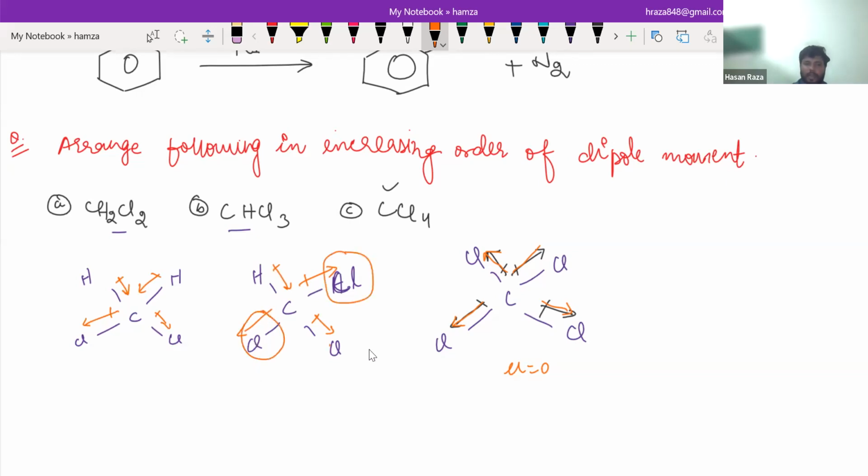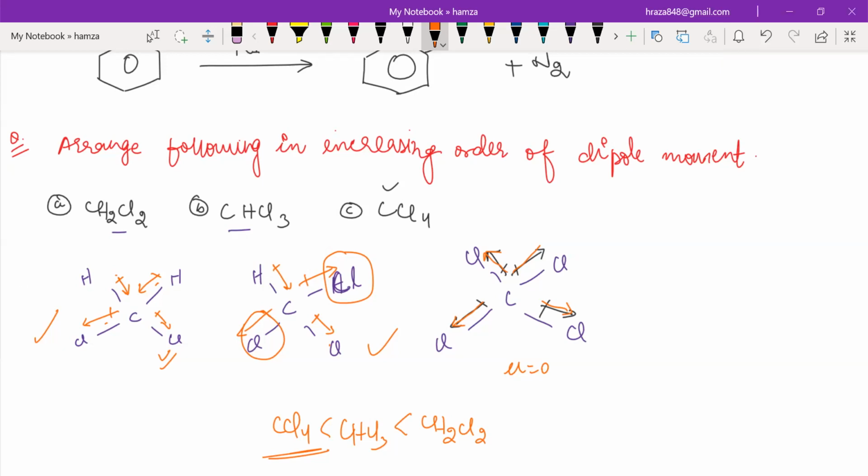But these two are both in the same direction. So the answer will be CH2Cl2 highest, then CHCl3, and then the last one CCl4, because it has dipole moment equal to 0. Yes, sir. Samjha, Neha? Please let me know if you have any doubt.